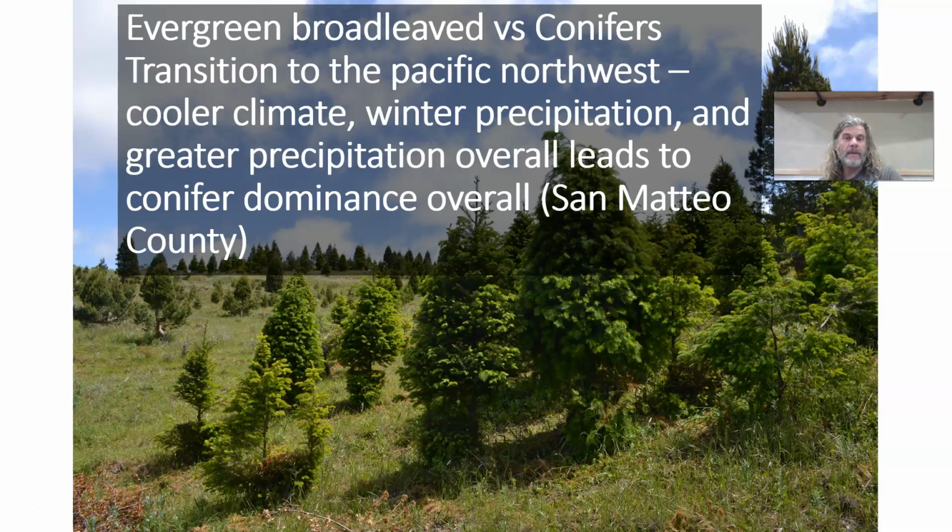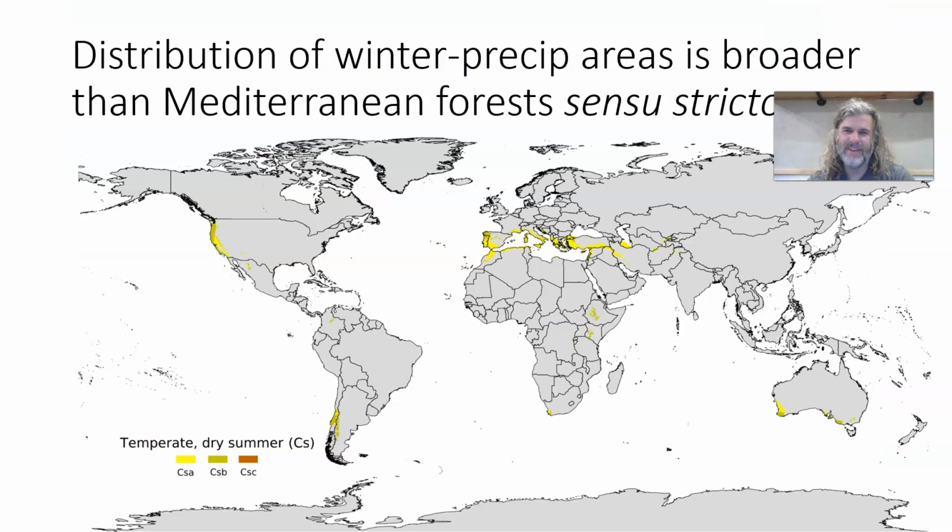The cooler climate and higher amounts and winter precipitation distribution of precipitation in the Pacific Northwest leads to the dominance of conifers. They are favored over broadleaf oaks when you have that condition. Cooler, wetter overall, but still most of the precipitation is in the winter. There, I said it better that time.